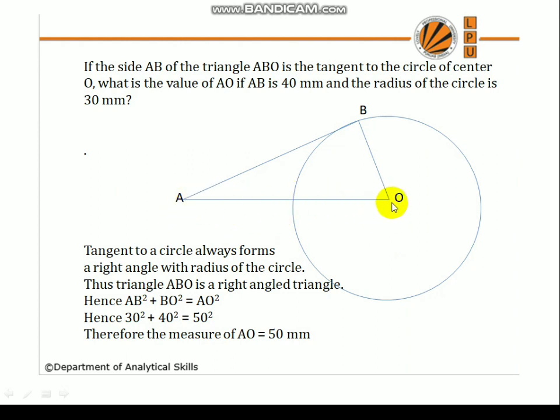AO is the hypotenuse. AB square is 40 mm square plus BO square 30 mm square, which, as a Pythagorean triplet, is 30 square plus 40 square equals 50 square. Therefore, the length AO equals 50 mm, which is nothing but 5 centimeter. So what is the property here? We have to understand and remember, a tangent to a circle is always perpendicular to the radius. AB is perpendicular to BO.